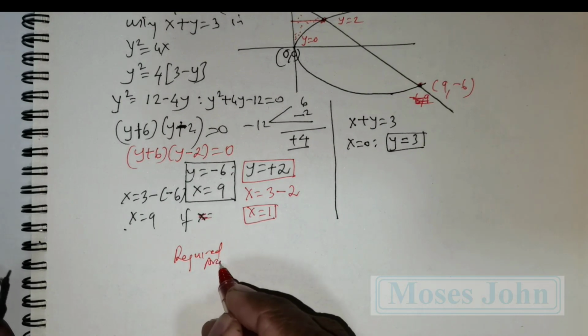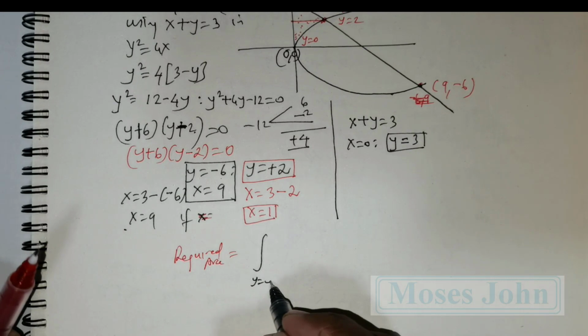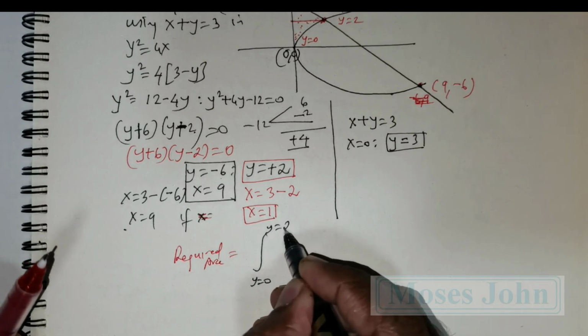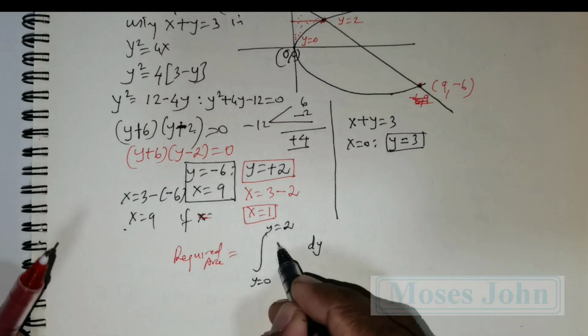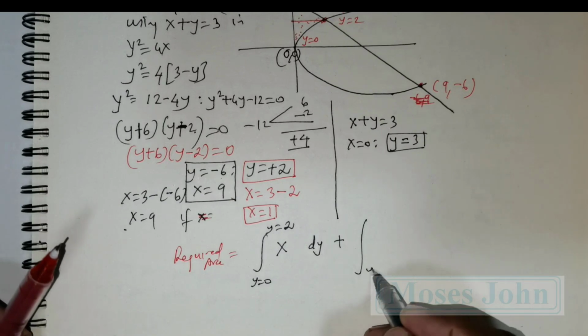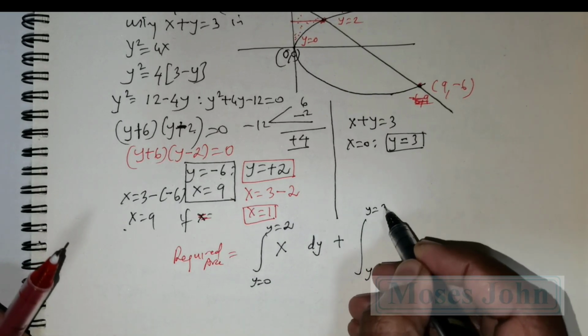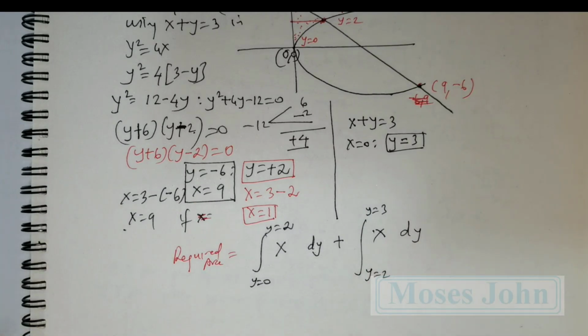The required area should be equal to integrate y is equal to 0 to y is equal to 2. Of course y varies, so it's going to be dy. You need to write it for x, positive. Next region would be y is equal to 2 to y is equal to 3. Y varies, so it's dy, and you need to write it for x.